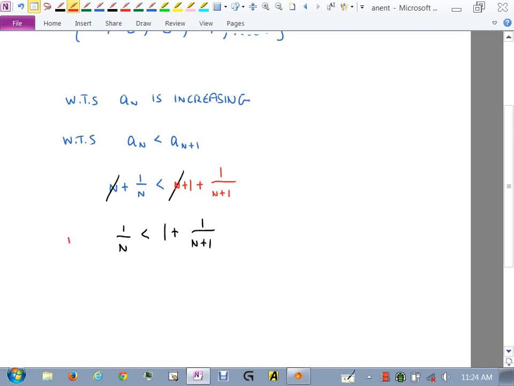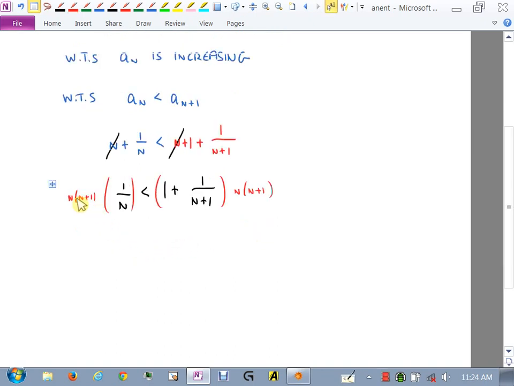So I'm multiplying n times n plus 1 here, taking this whole side and multiplying by n times n plus 1. Now, do I need to worry about flipping the inequality? Because I am multiplying both sides of an inequality by something here. No, why not? n is always positive, so I don't have to worry about that. Okay, so when I multiply on the left side, what do I get? n plus 1, less than.